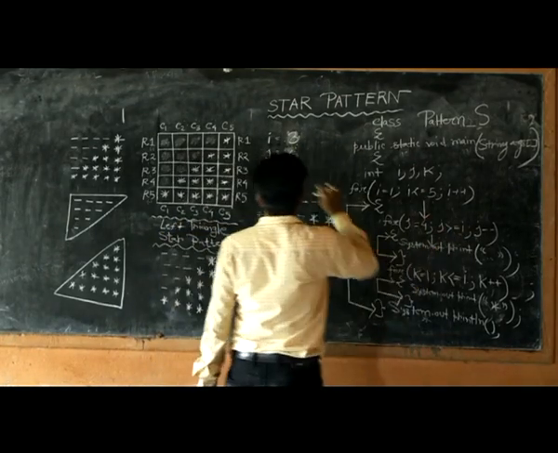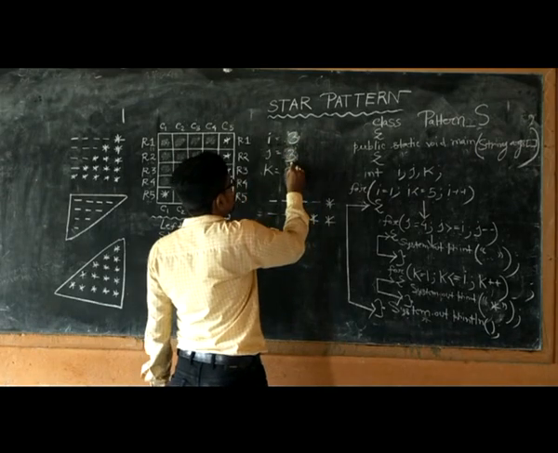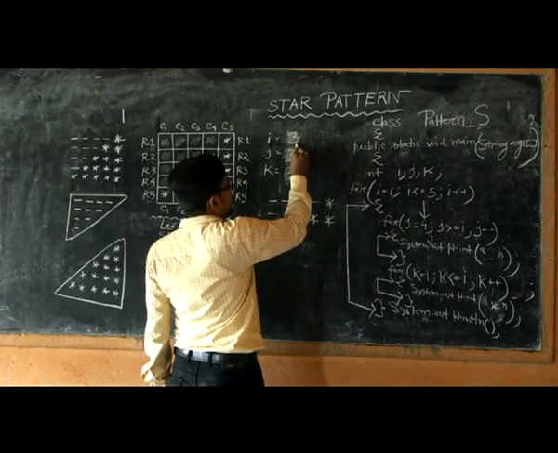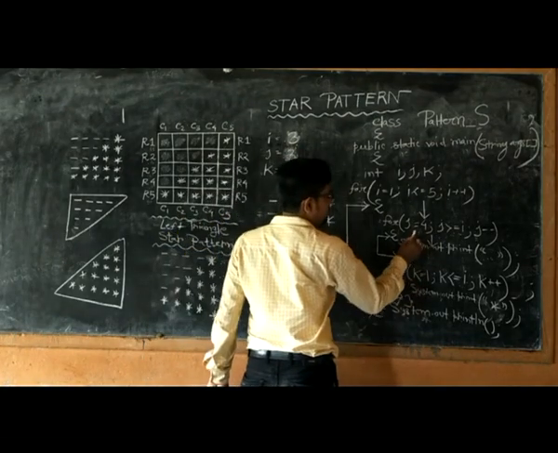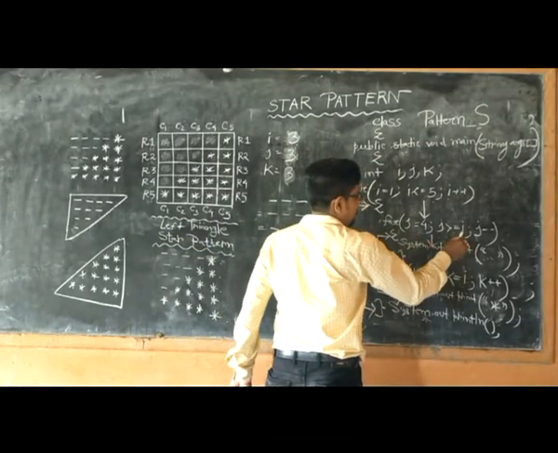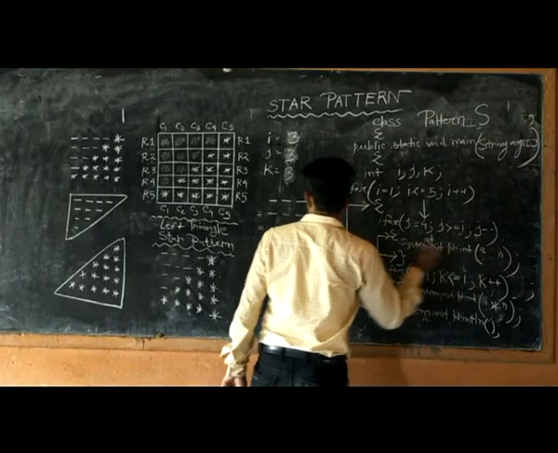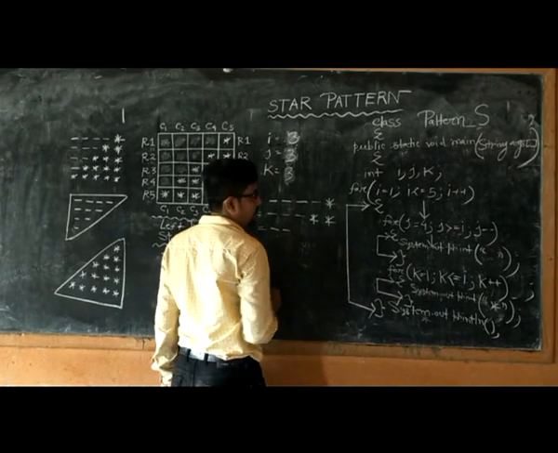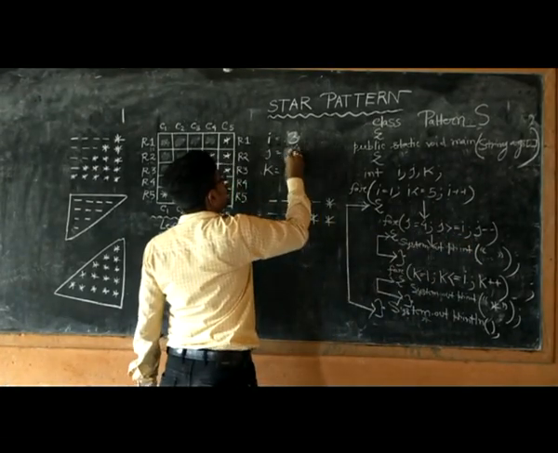J minus minus. Now j is becoming 3. Now 3 greater than equal to 3. Yes, condition true. Now j value is 3 and I value is 3. Condition true. Come to this section. Print one space. One more space. It will print. Now j minus minus. Now j is becoming 2.